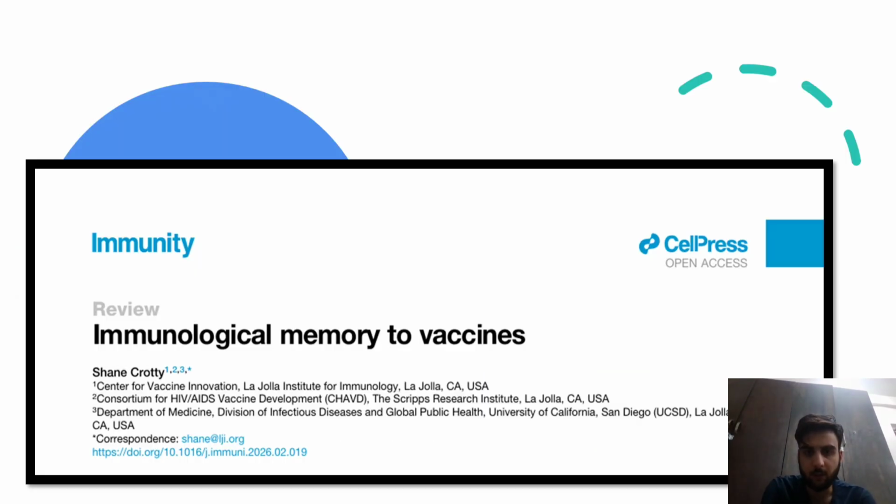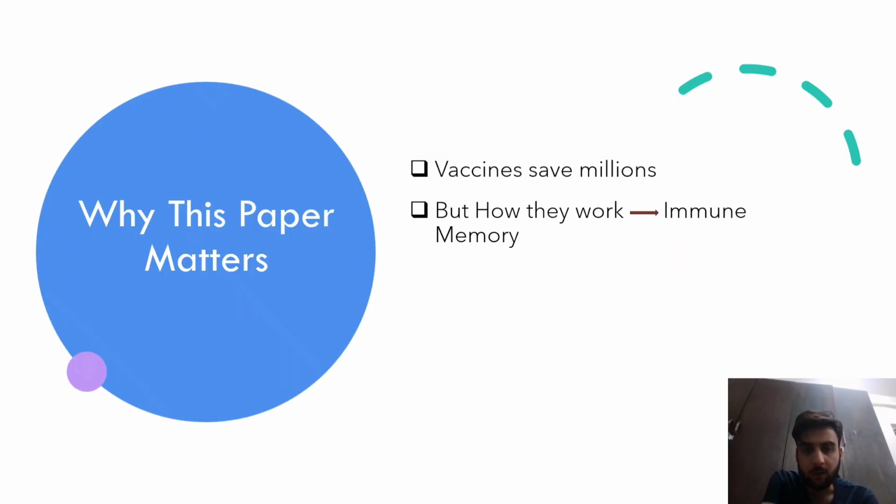So coming to this, there is one amazing review recently written by Shane Crotty. This paper explains that vaccines save millions of lives. But how exactly do vaccines save millions of lives? Because of the immune memory.